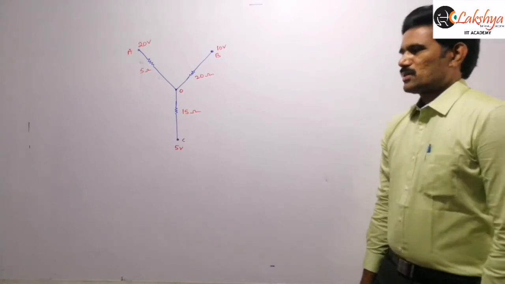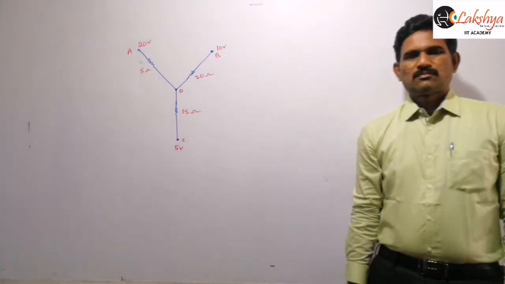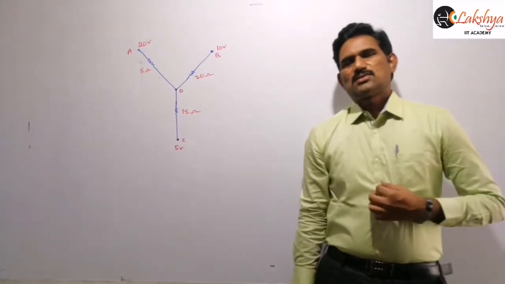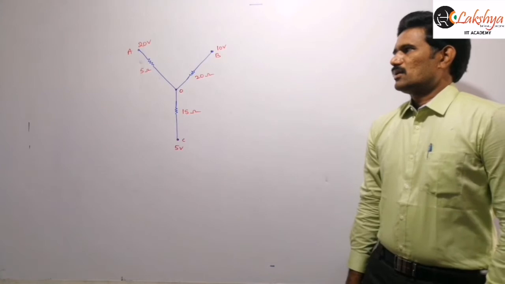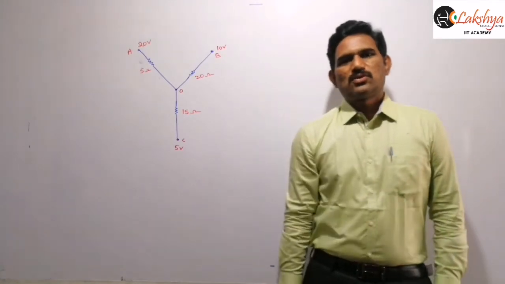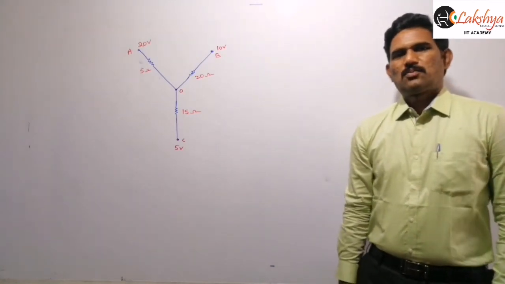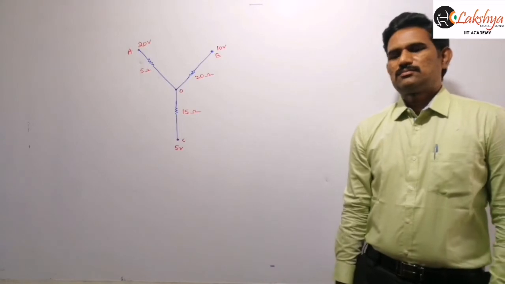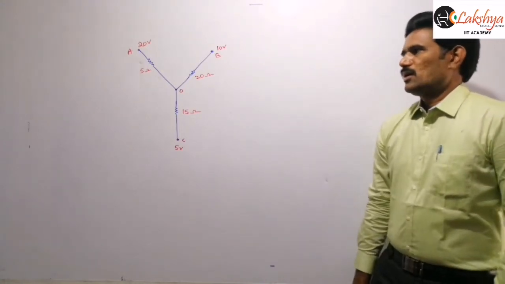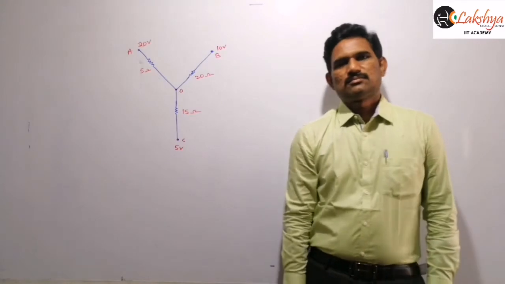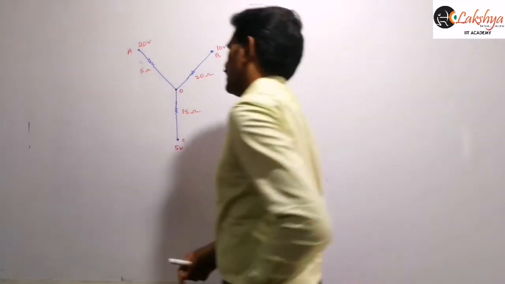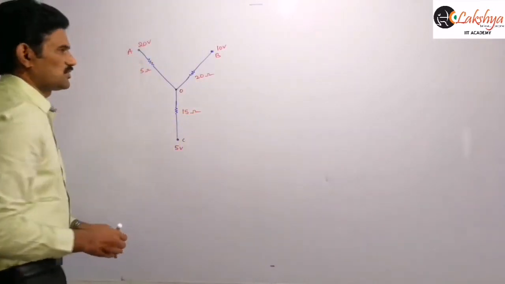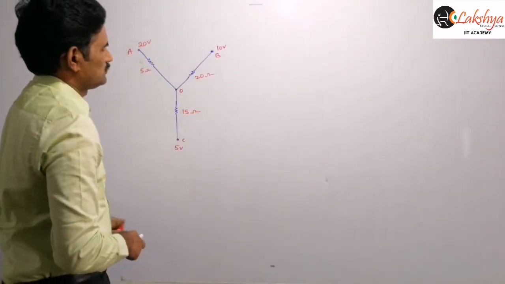A branch of a circuit is shown in the figure. Then find the potential at the point O, and also find the current flowing through the 15 ohm resistor.